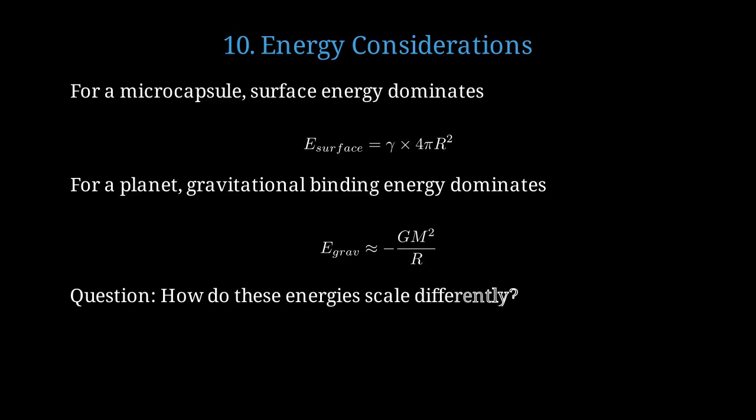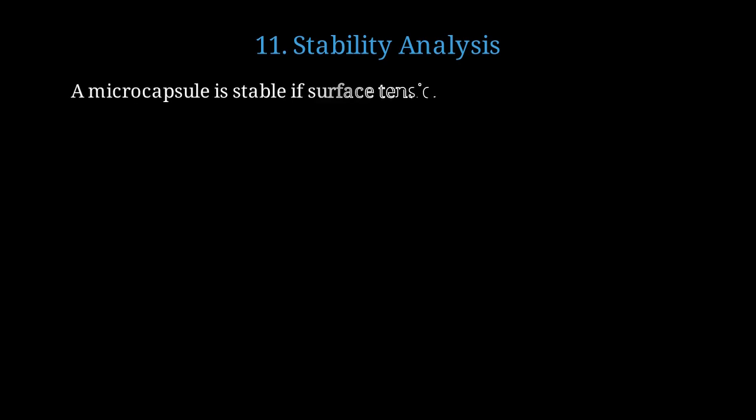An interesting question. How do these two types of energy scale differently with size? Surface energy scales as r squared, growing with size, while gravitational energy scales as r to the negative 1, increasing as objects get smaller. Stability is crucial. When are these systems stable against perturbations? A microcapsule is stable when surface tension is strong enough to resist the internal pressure trying to burst it. The stability condition is that gamma must be greater than delta P times r divided by 2.